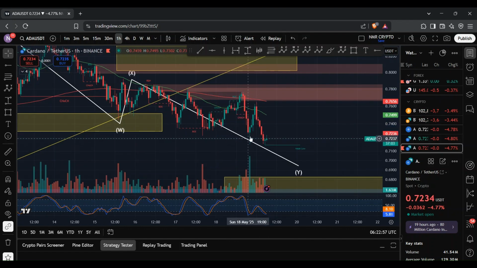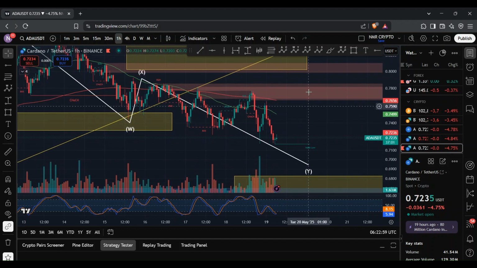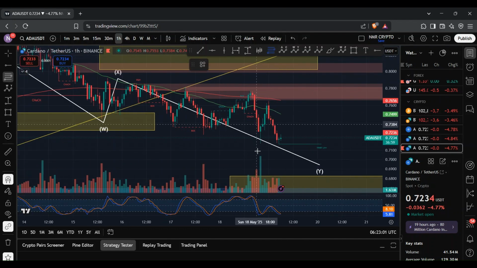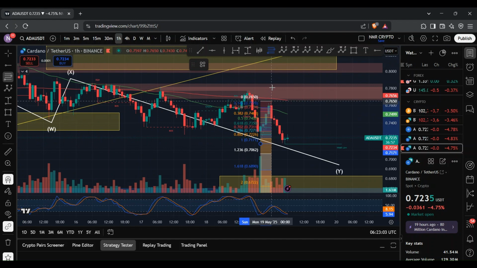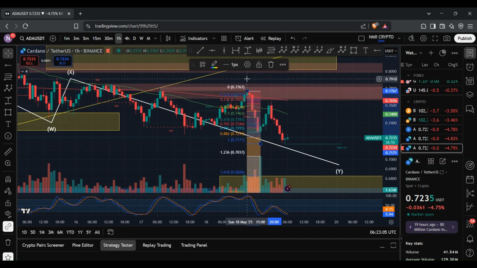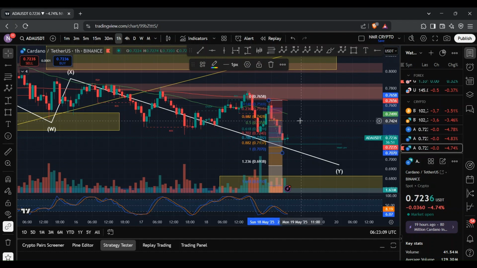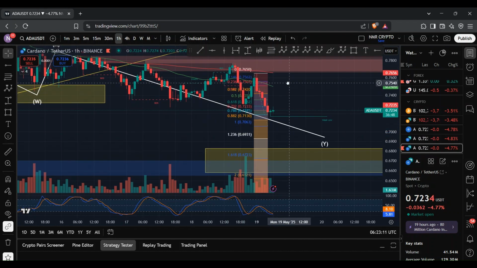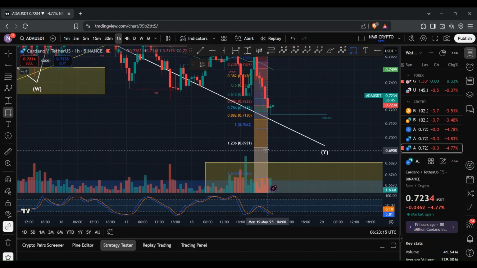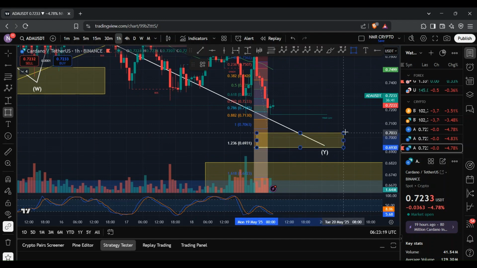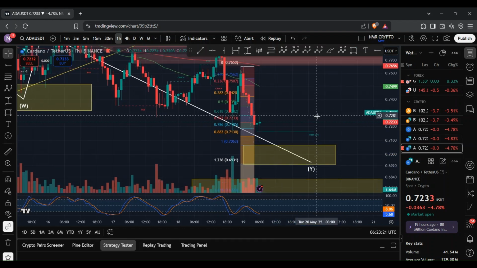what I'll do is check to see if this Y wave has met the typical requirements. So using the fib tool, you can see that there is still a little bit more room to the downside, where ADA could reach anywhere between 69.31 cents to 70.63 cents.